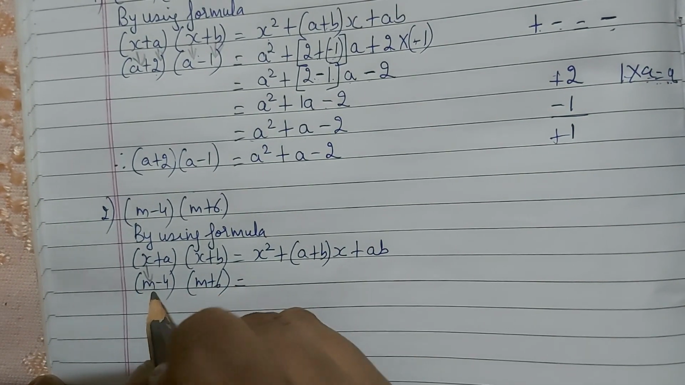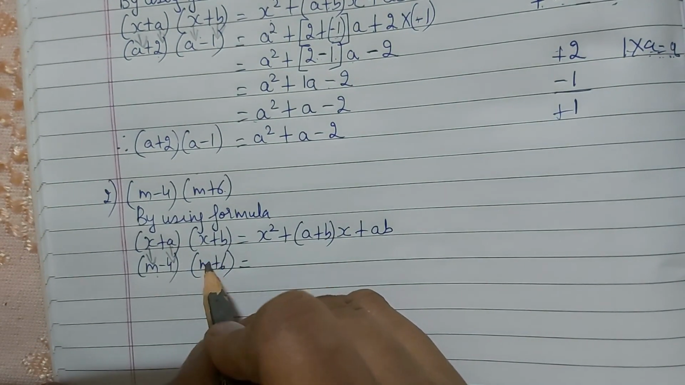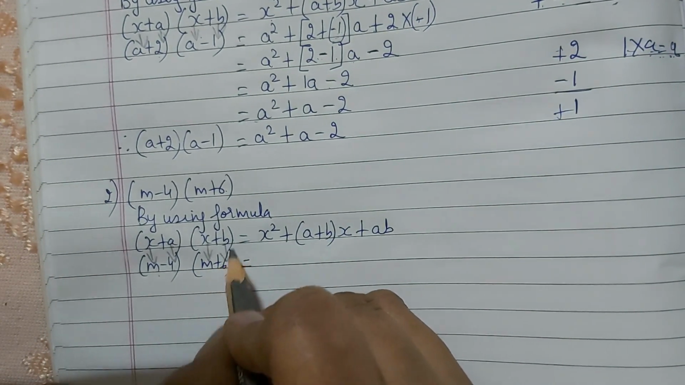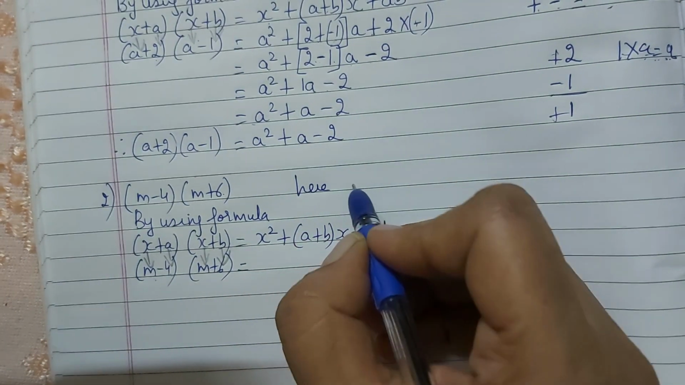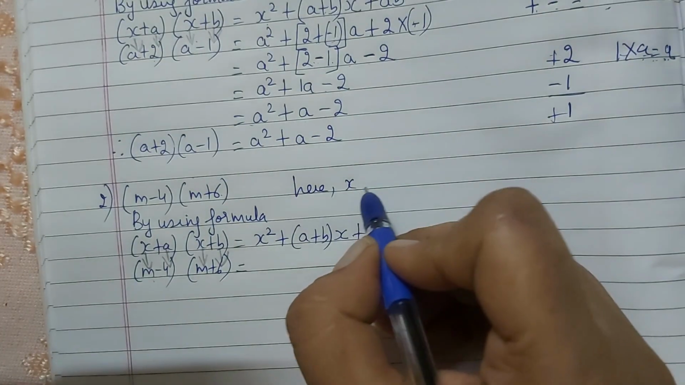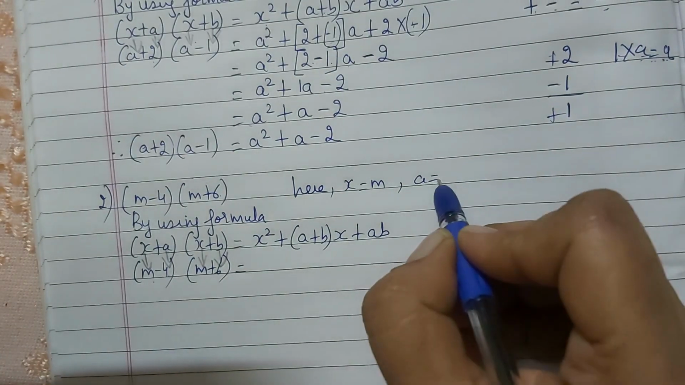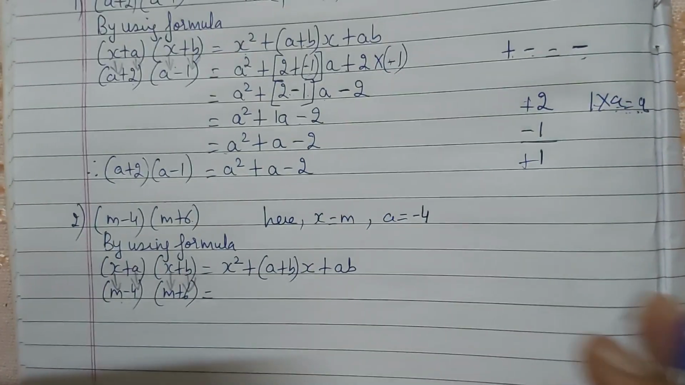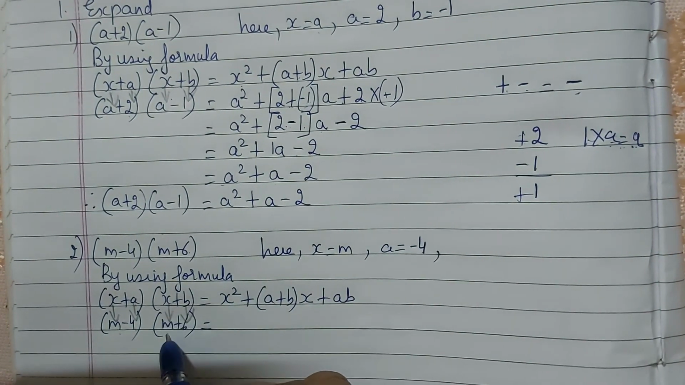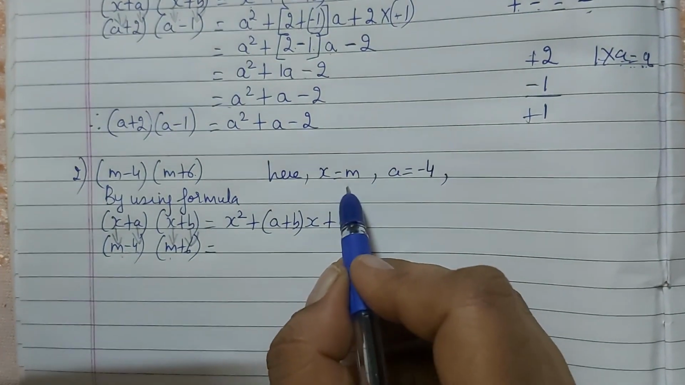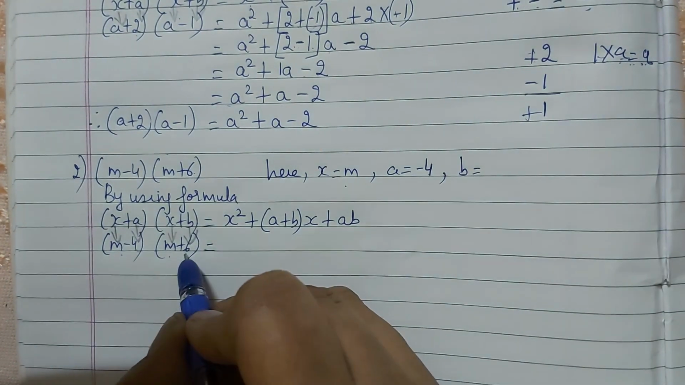x value is what? m. a's value is what? minus 4. x value is what? m. b's value is 6. So we are going to write over here, x value is m, comma, a's value is equal to minus 4. So minus 4. Comma, x value is what? x value is m, so no need of writing again. b's value is what? 6.